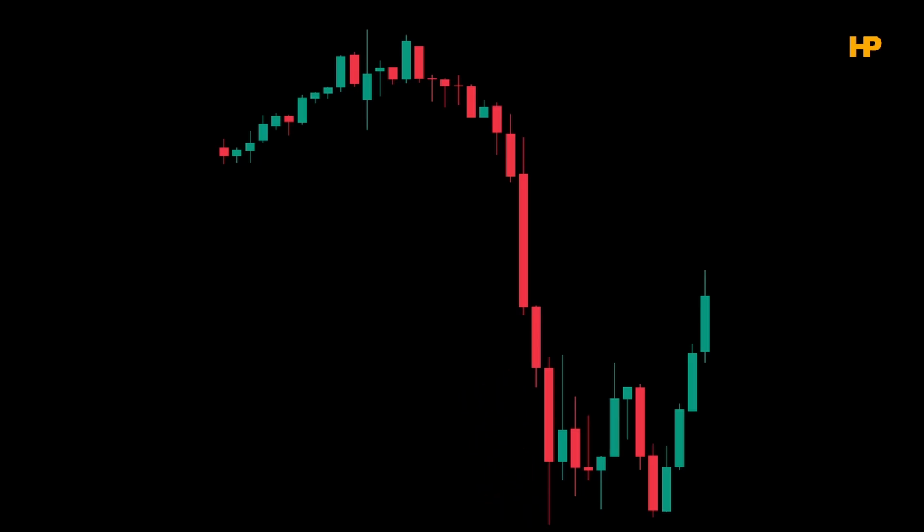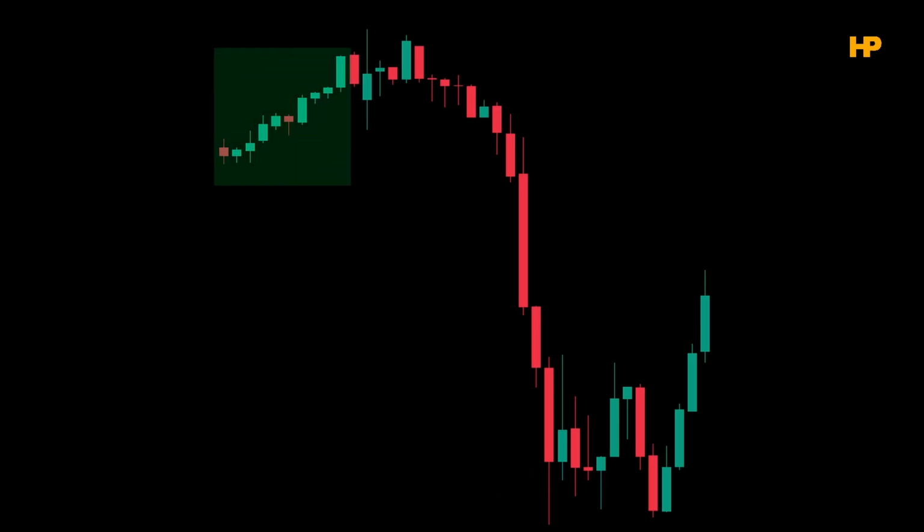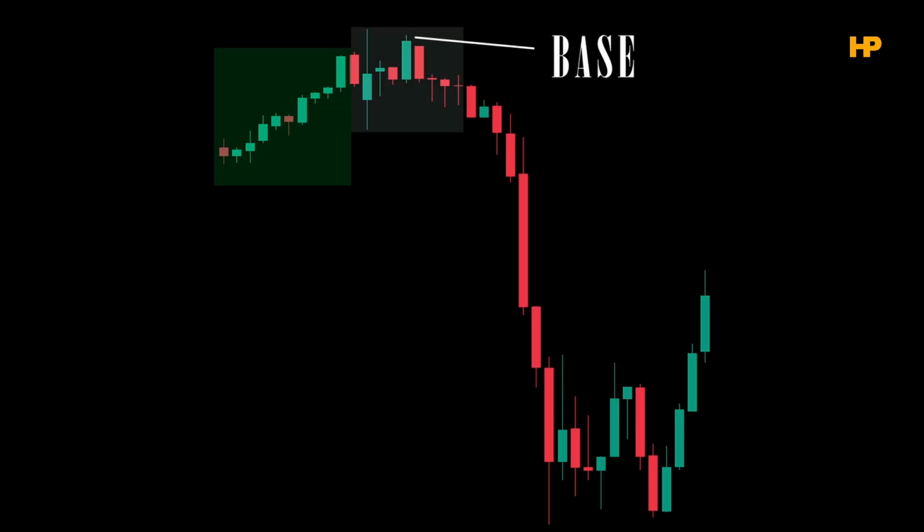Here's how Alex identifies the RBD. Rally: look for a strong upward move with green candles. The bigger the rally, the stronger the signal. A 50-pip surge in a few candles shows heavy buying that's about to reverse. Base: nothing but a supply zone.